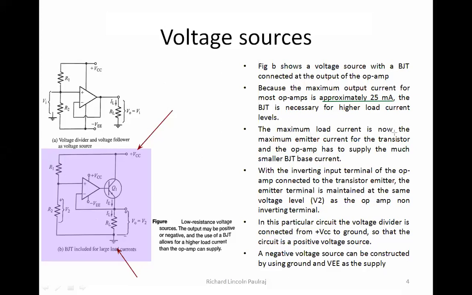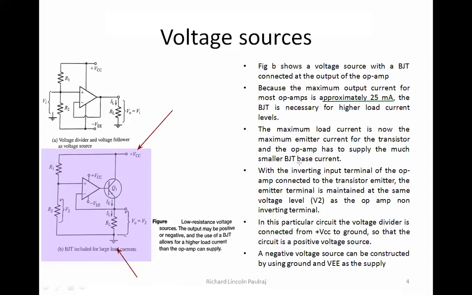The maximum load current is now the maximum emitter current, right? So we have this IE, which is the emitter current across this transistor, the bipolar junction transistor, which is named Q1. Okay, fine. The transistor has to supply the load current, and the op-amp has to supply only a much smaller BJT base current. So the op-amp output is connected to the base of this transistor. Base is connected here, emitter we have it here, and the collector is connected to one end of the resistor R1 and plus VCC.